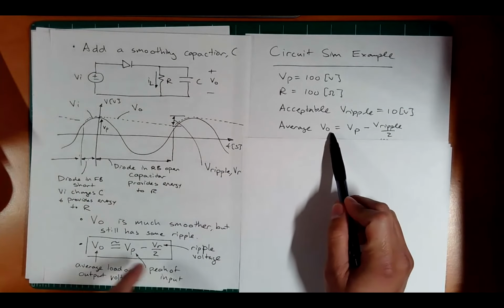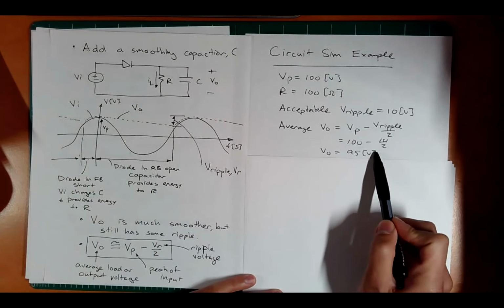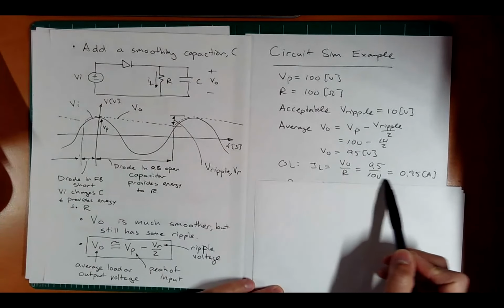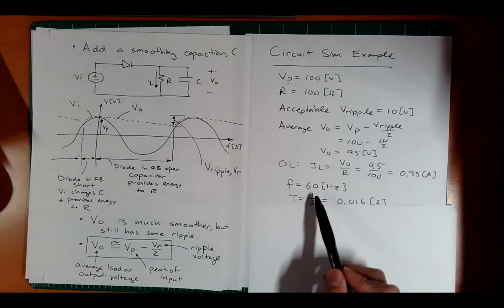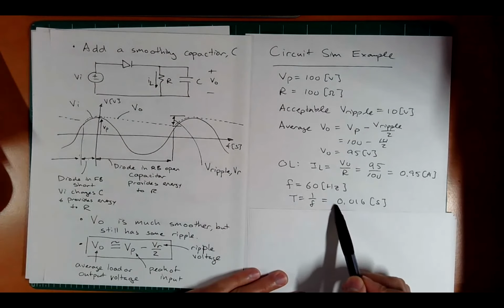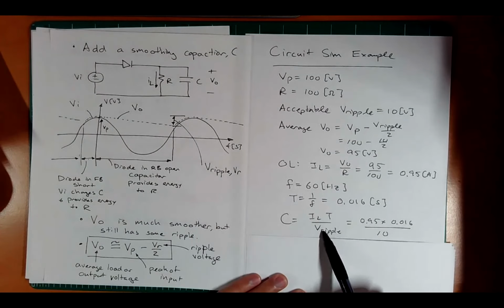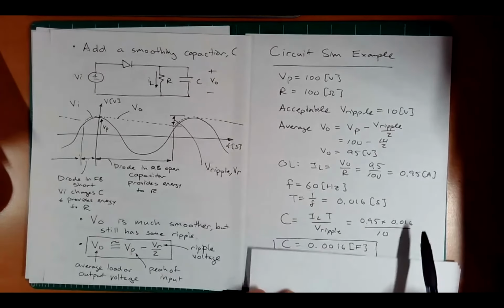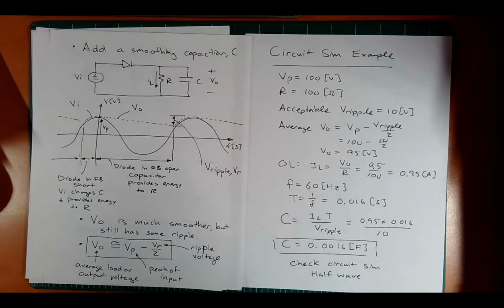Okay, the average voltage is going to be 100 minus V ripple over 2, which is going to be 95 volts. Then we can calculate the average load current, which is just going to be 95 divided by 100 by Ohm's law. Now let's assume this is oscillating at 60 hertz. That means 1 over 60 is about 16 milliseconds or 0.016 seconds. We can now use the capacitor equation, I_L times the period over V ripple. All the numbers are here: 0.95, 0.016, and the 10 from here. The number we get is 16 millifarads, or 0.016 farads. What we can now do is check the circuit sim and see if we get the nice behavior.